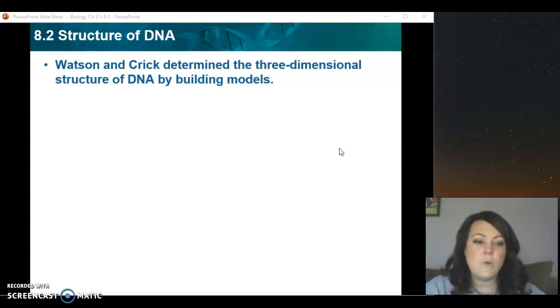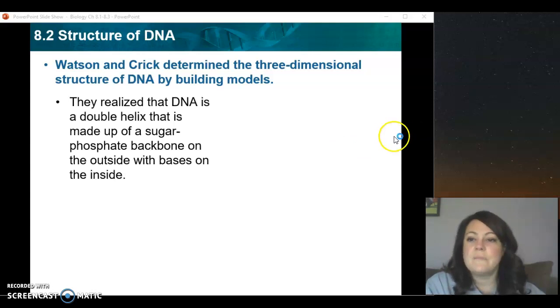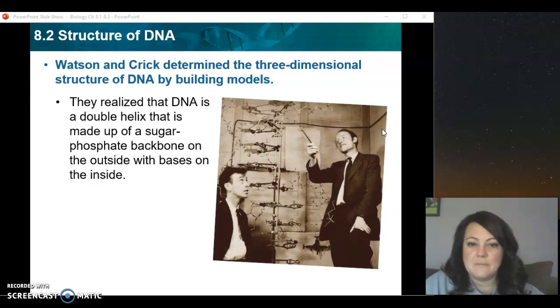It took them quite a bit of experimentation and a little bit of stealing of some information from Rosalind Franklin. But eventually they realized that DNA is a double helix that is made up of a sugar phosphate backbone on the outside with bases on the inside. If you watch The Secret of Photo 51, you'll see that one of their original models they actually built inside out. So those bases that are on the inside, like the rungs of a ladder, they had actually put those on the outside. Rosalind Franklin saw this and laughed at them.